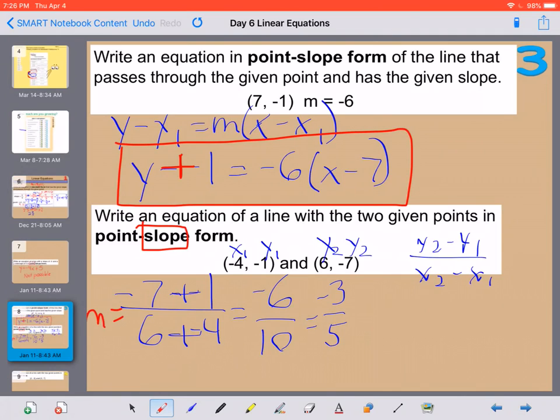All we got to do is pick one of our points to use for point-slope form. I'm going to use negative 4, negative 1, because I have an x1 and a y1 there. So it's y minus a negative 1 equals negative 3/5 times x minus a negative 4. Make those positive, and we have our equation.